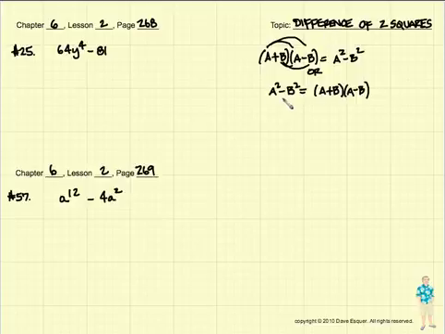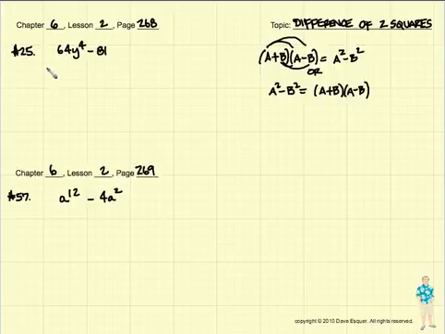Here's the difference, the minus sign, and a squared can be square rooted into the a, and b squared has b times b as its factors. So the difference of two squares has to have a minus sign in between the two squares.